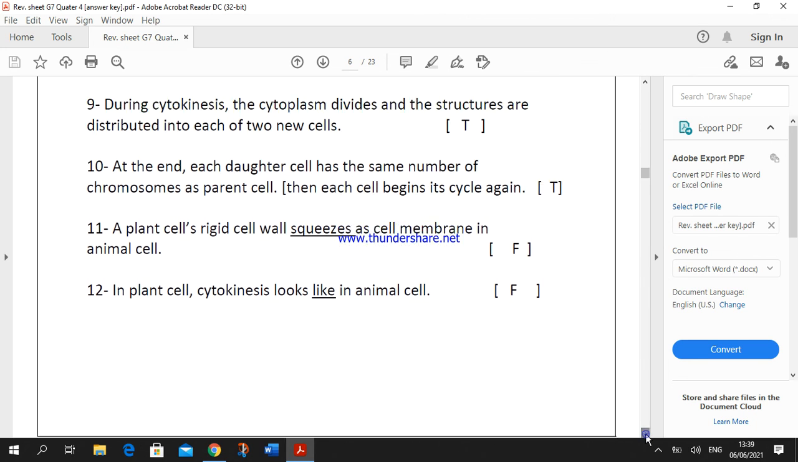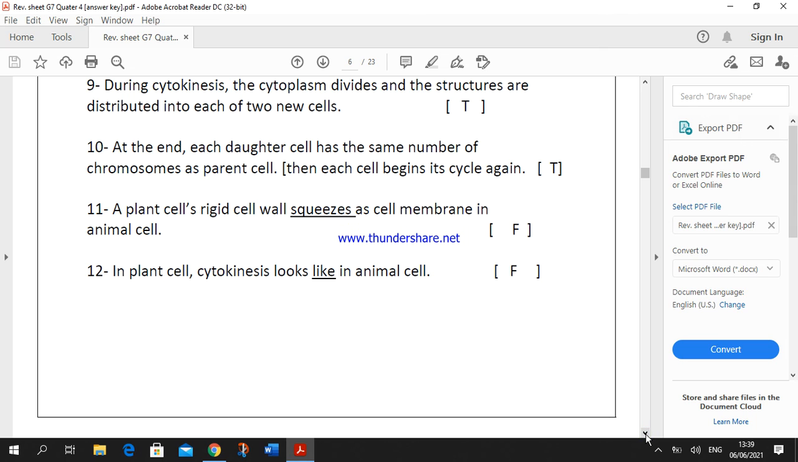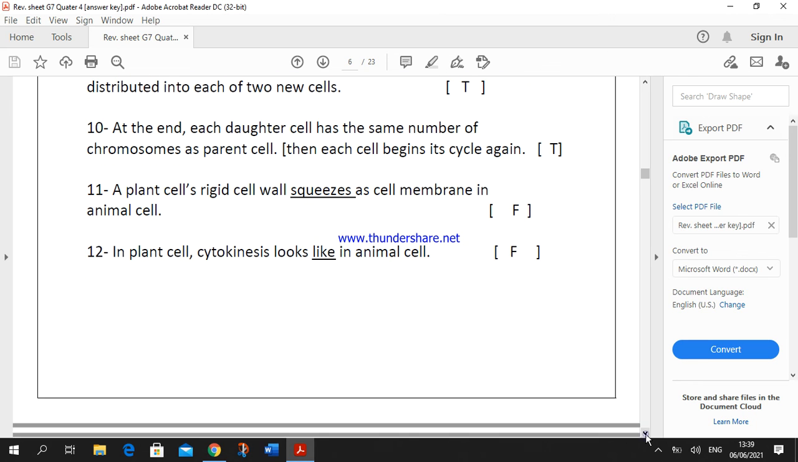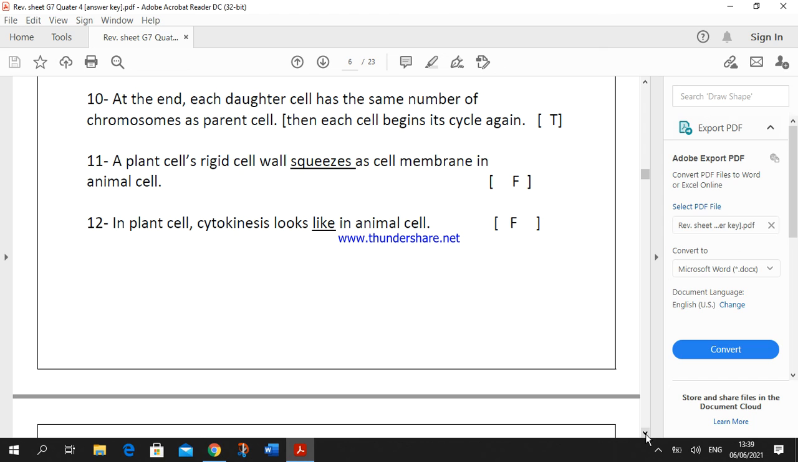True. 11. A plant cell's rigid cell wall squeezes like the cell membrane in animal cells. False. The plant cell's rigid wall doesn't squeeze like the cell membrane in the case of animal cells. 12. In plant cells, cytokinesis looks like it does in animals. False. No. In plant cells, cytokinesis looks different.